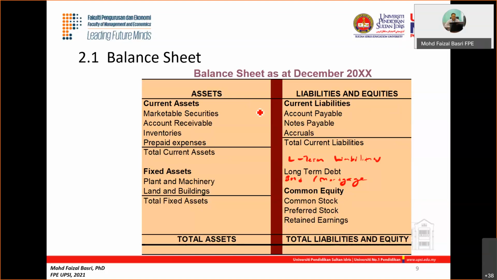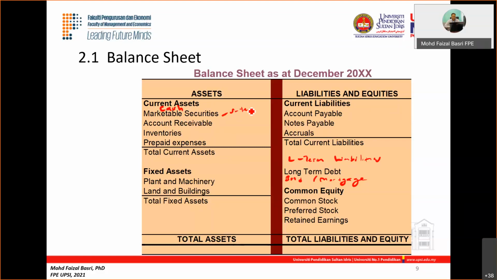Here, maybe I missed some, so maybe we can recap. Under current assets, as I said earlier, the first one is cash. You can add cash here. We also have marketable securities here. This one I did not mention earlier: marketable securities. Marketable securities is basically short-term investment.